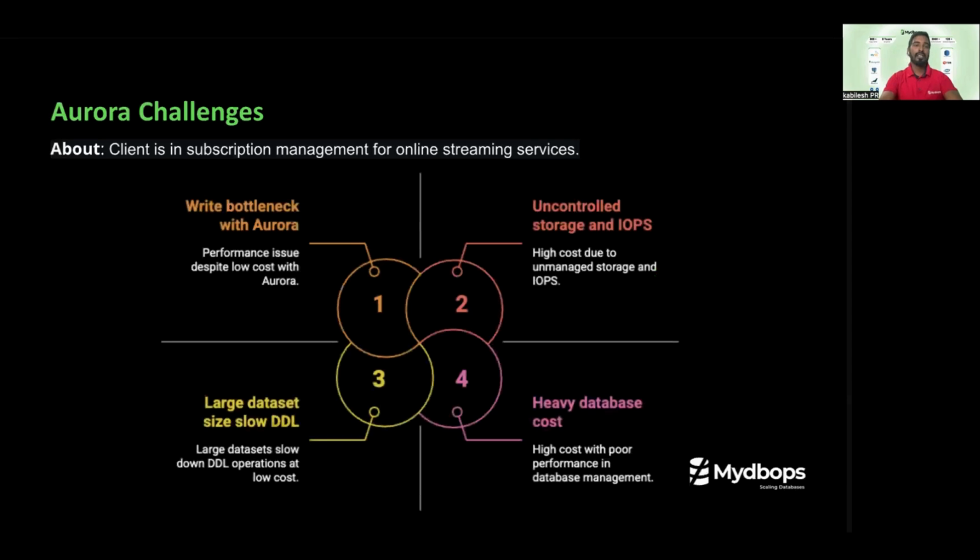Next is another case study. This is a very interesting case study. This customer is on Aurora. If you think of Aurora, you might know the cost. They were on the biggest form of Aurora, 24x large. Beyond that, there is no bigger Aurora to spin up. They have almost reached the vertical scaling limit.